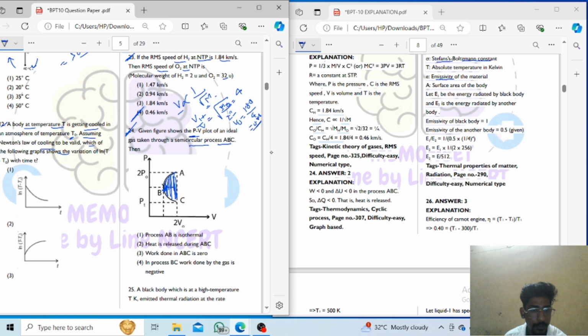Therefore option number 2 is the correct option, because W is less than 0 and U is less than 0, so in the process ABC, Q is less than 0, which means heat is released, from the first law of thermodynamics. The work done in ABC is never 0. It is less than 0, negative, but it will not be 0. In BC, the work done by the gas is negative. Now in the other part, the work done by the gas is positive.